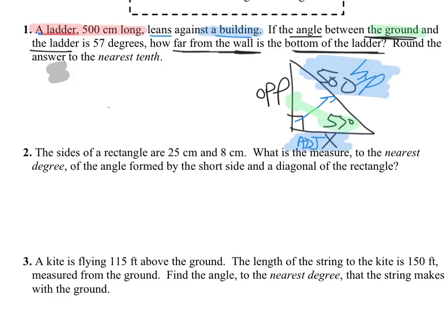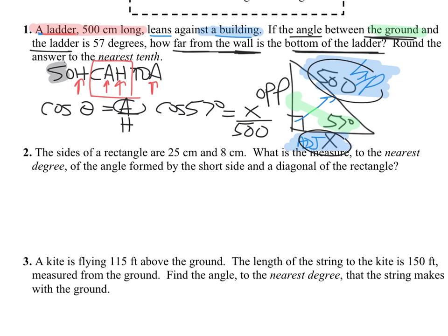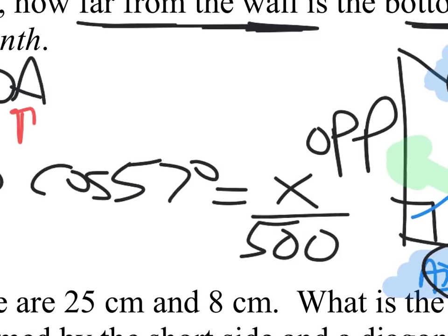So I'm going to write out my SOHCAHTOA rule and then try to figure out which of the 3 trig functions I'm using based on the active sides. So the hypotenuse is an active side. The adjacent is the active side. So the only trig function that I have both values for is cosine. The cosine of theta, the cosine of the angle, equals adjacent over hypotenuse. So I'm going to have the cosine of 57 equals the adjacent, which is X, over the hypotenuse, which is 500. So this is the equation that I'm going to use to solve.